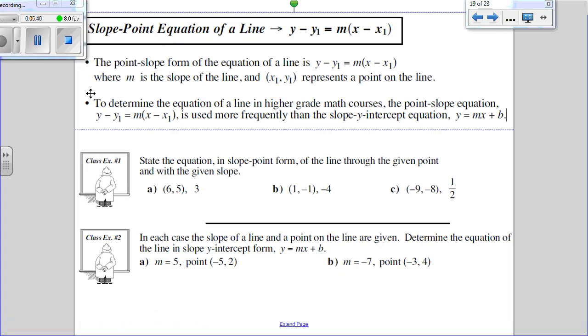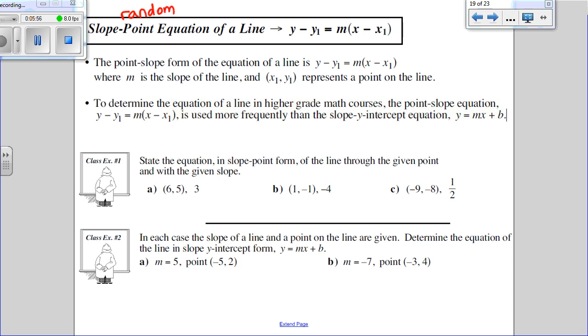This is the equation for slope point. When we talk about slope point form, I usually use this term random point, because it's the equation that you're going to want to use when you have a slope and a point that's not your y-intercept. So just some point on a line somewhere.